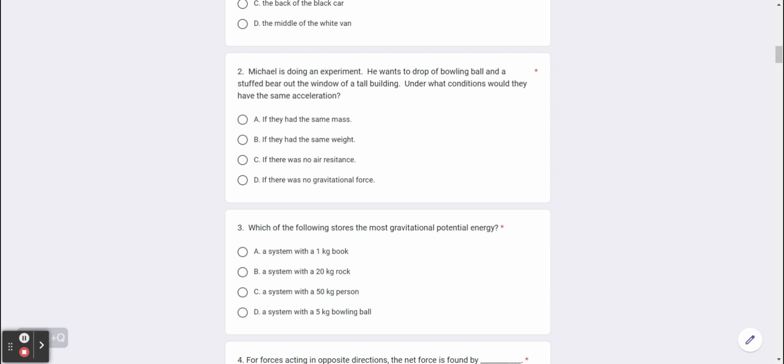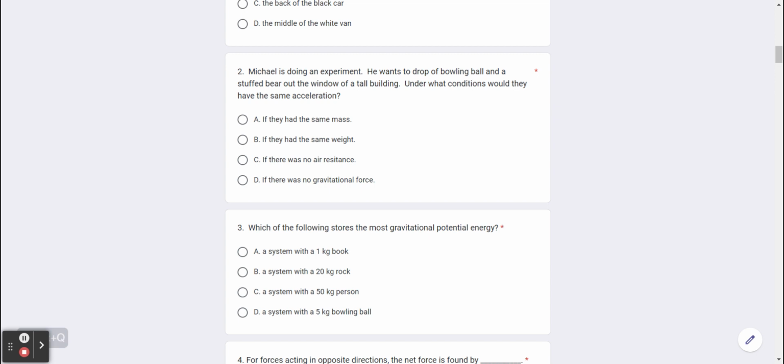Number 2, Michael is doing an experiment. He wants to drop a bowling ball and a stuffed bear out the window of a tall building. Under what conditions would they have the same acceleration? A, if they had the same mass, B, if they had the same weight, C, if there was no air resistance, D, if there was no gravitational force.